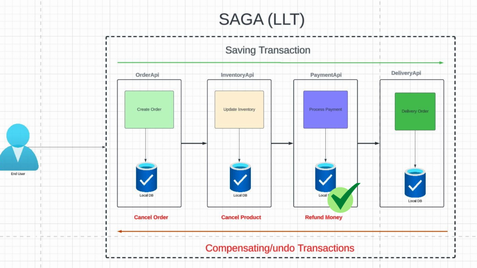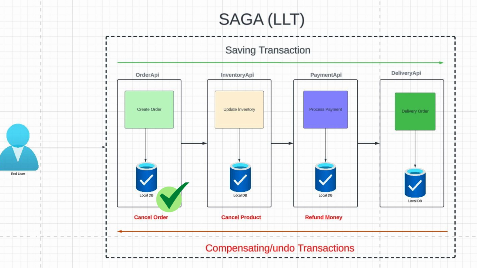And then further, the product also has to be cancelled. We again need to save that information into its local database, right? And then finally, the order which was placed needs to be cancelled. Now that data also needs to be saved into the order API. So that is what happens in such a case, right?